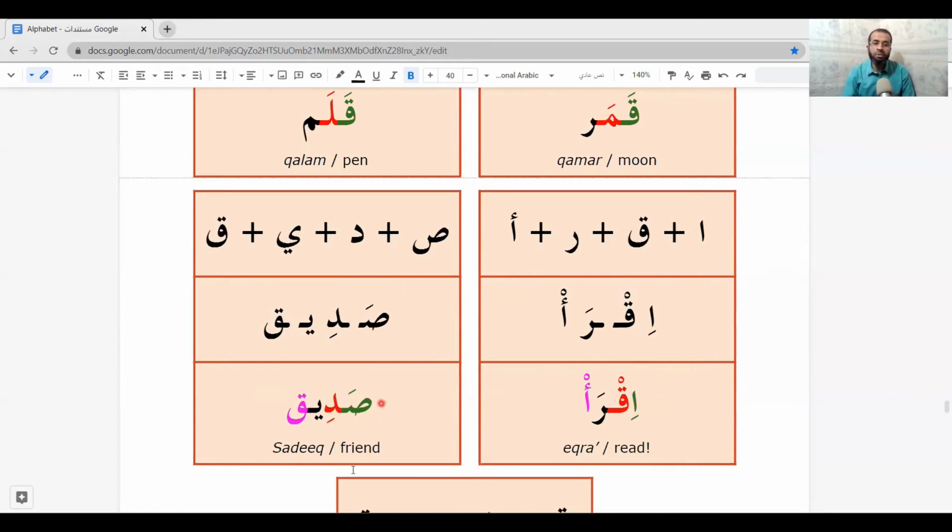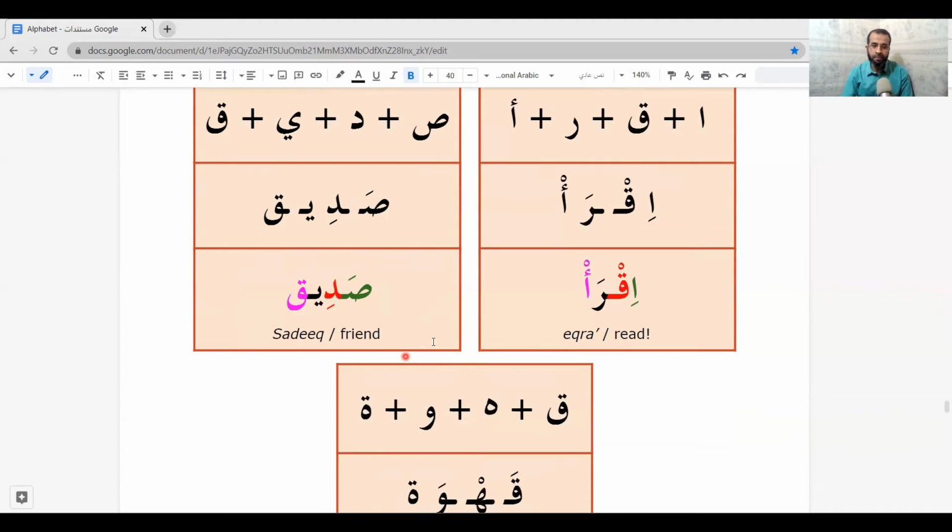The next word means friend. Sad, this is sad. Dal, ya, qaf. The sad has fatha, sa. Then dal has kasra, followed by long vowel e. Sadi. And then qa. Not ke, but qa. Sadiq. Sadiq is friend.